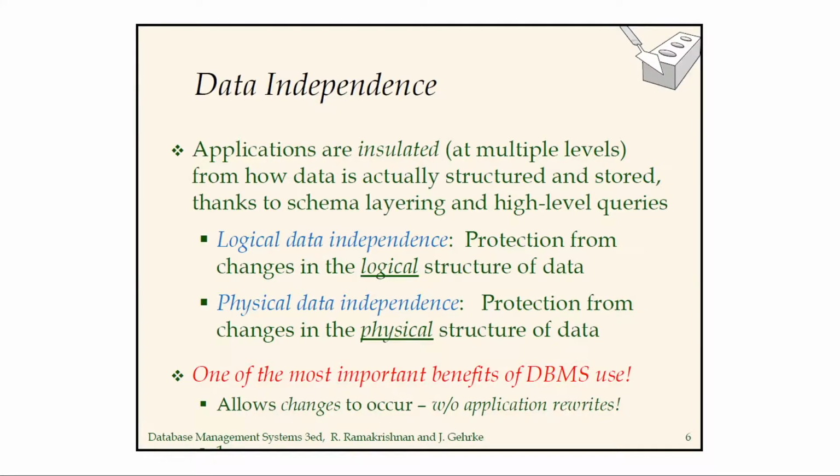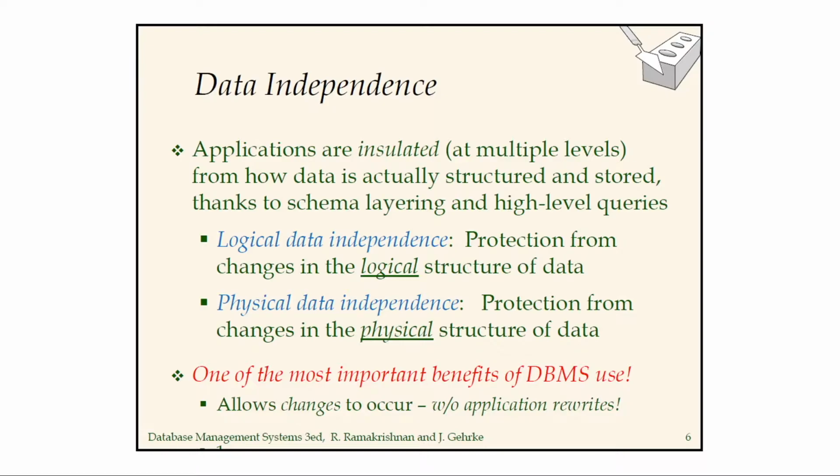Thanks in part to the schema layering we just discussed, we benefit from this thing called data independence, which is when applications are insulated from how data is actually structured and stored thanks to schema layering and high-level queries. For example, if a developer modifies the conceptual schema by splitting one relation into two separate relations, they can modify any views that draw info from that relation so that the user can't tell that changes were made at all. This is called logical data independence.